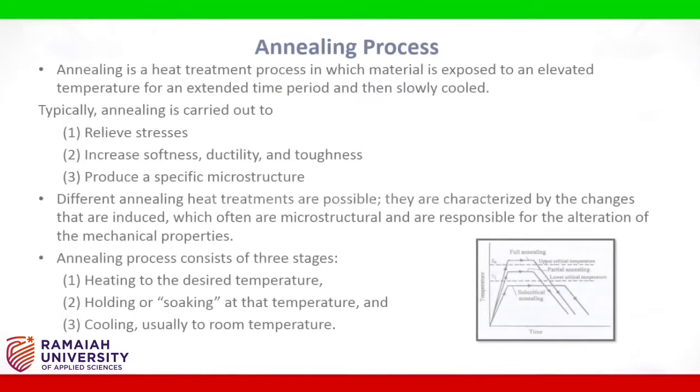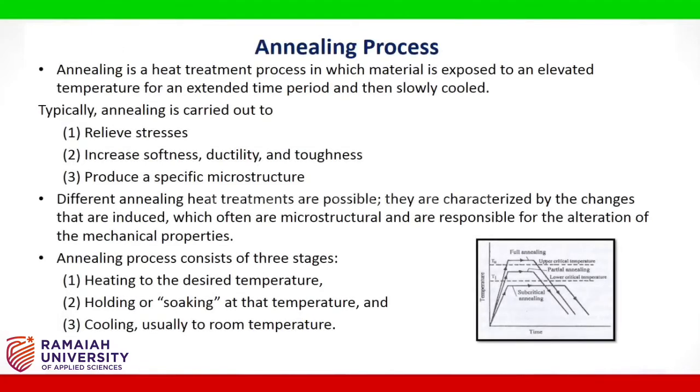Annealing process. Annealing is a heat treatment process in which material is exposed to an elevated temperature for an extended time period and then slowly cooled. Typically, annealing is carried out to relieve stresses, increase softness, ductility and toughness, to produce a specific microstructure. Different annealing heat treatments are possible.